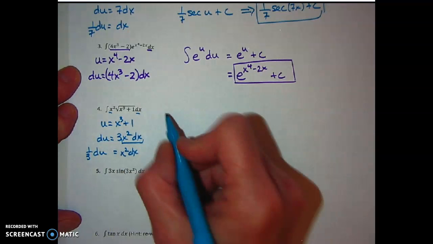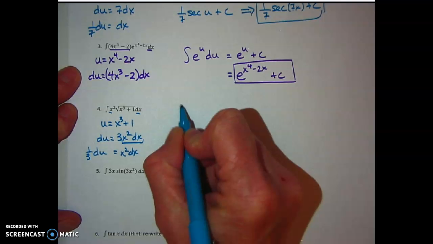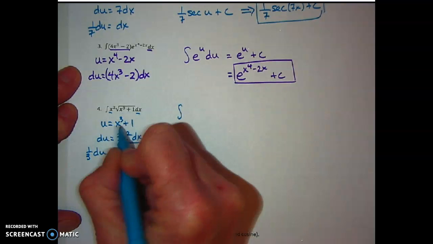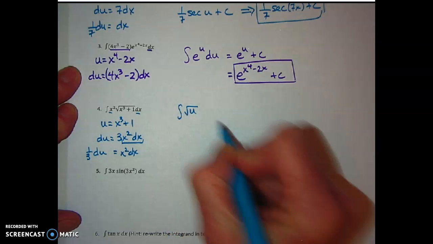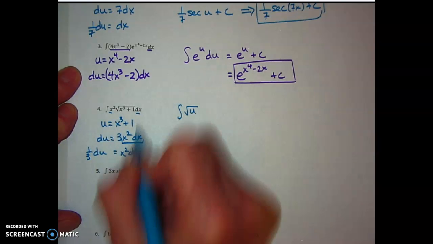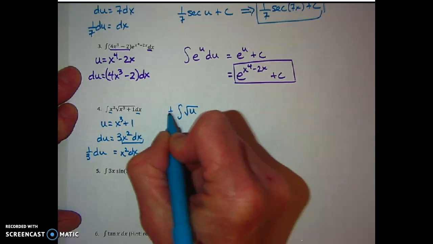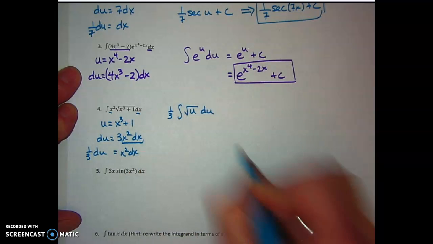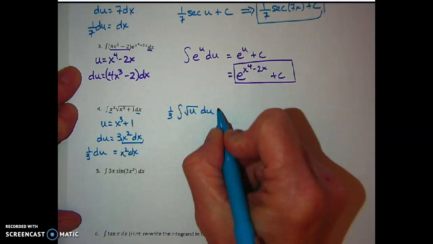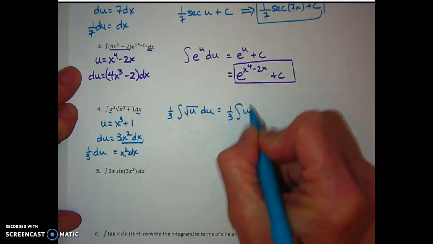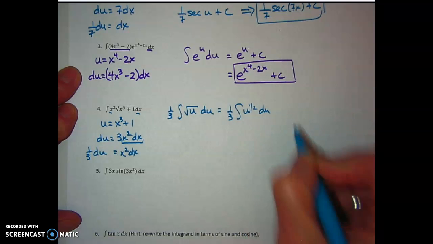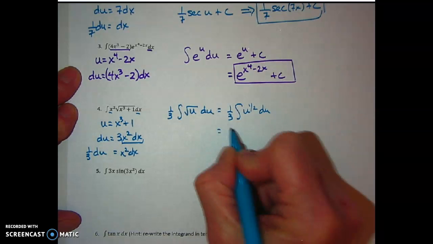And now I'm going to go ahead and do just my straight substitution. I have the integral, and my u is x cubed plus 1, so I have the square root of u. And then my x squared dx I can replace with 1/3 du. Now in order to integrate this, I need to put this in terms of u to the 1/2 du. And now it's just going to be a straight integration.